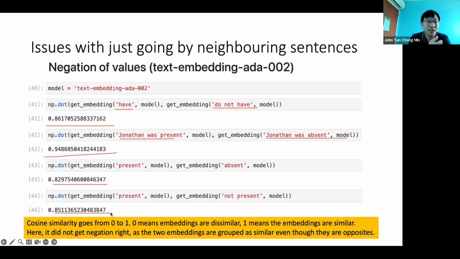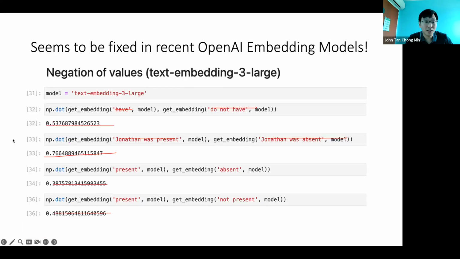Which is an issue of next sentence contrastive learning. If the sentence is negated but is also associated with the same context in this paragraph, you will not care about the negation, right? Look at this text-embedding-3-large. Same phrases, but we get much lower similarity. In fact, very low. And this is amazing. They seem to have fixed the negation part.